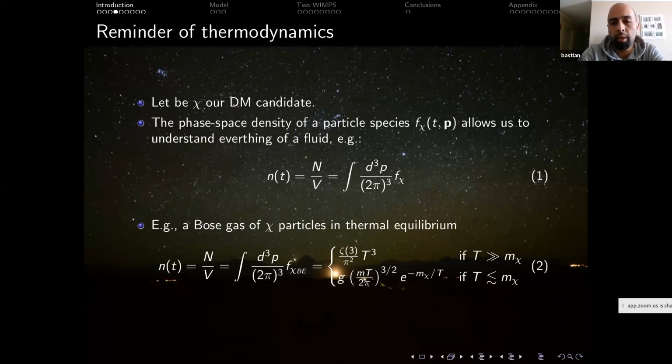In this case, you have a relativistic gas with the number density going as the temperature to the cube, and the non-relativistic regime, which is when the temperature of the gas is below the mass of the particle. And here you have this exponential, this is called the Boltzmann suppression, that in this context of freeze out of dark matter appears all the time. So keep in mind this type of factors. Next slide, please.